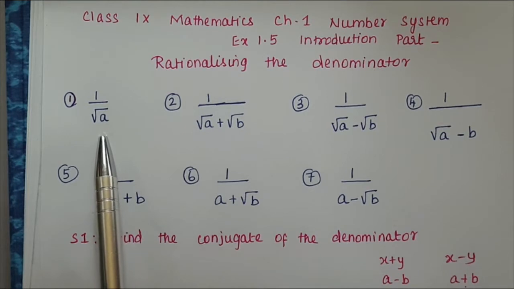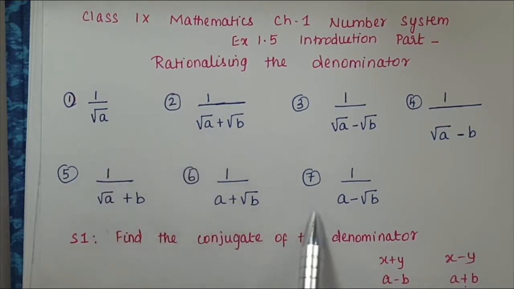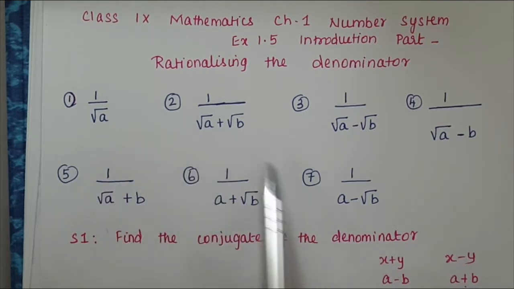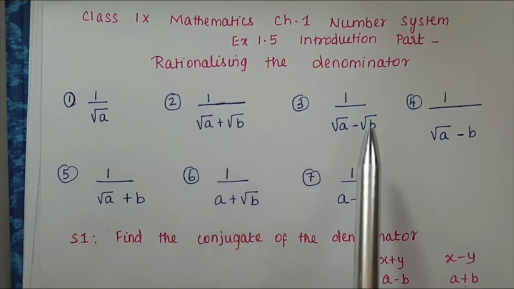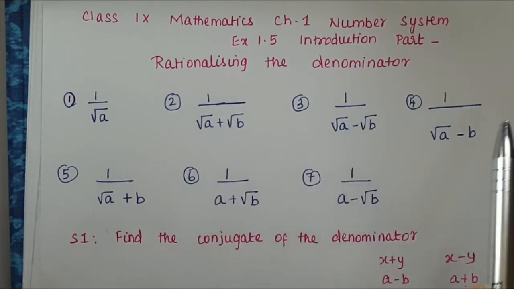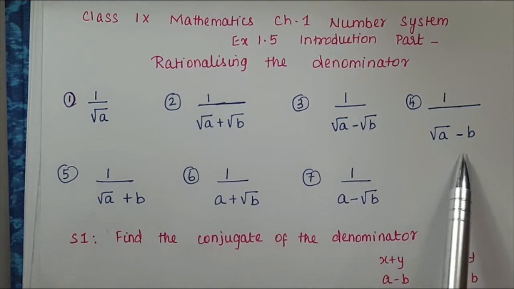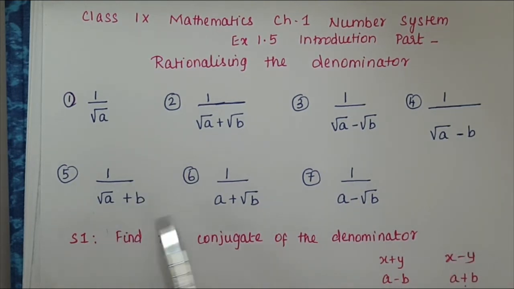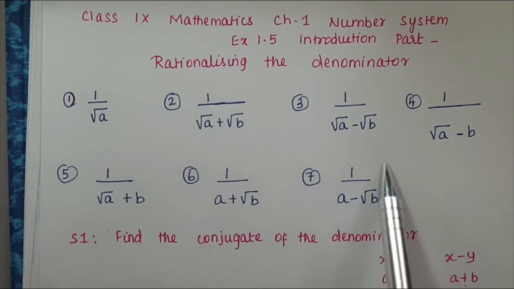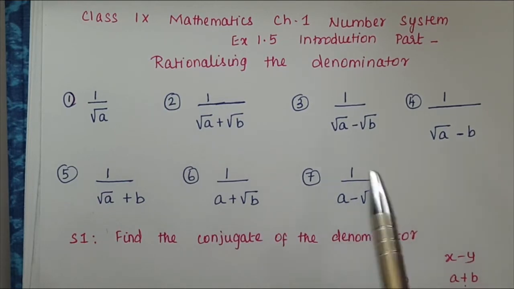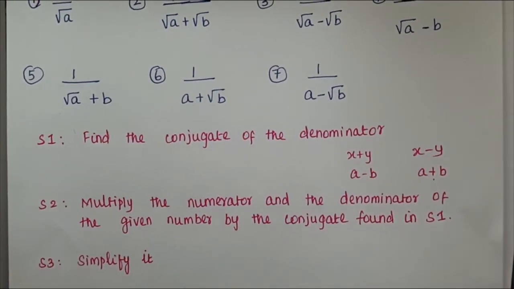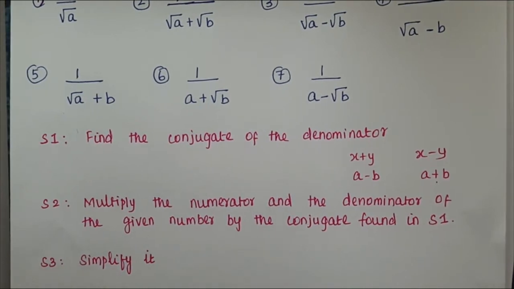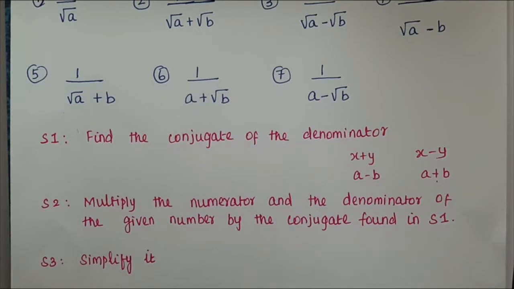This is rationalizing the denominator with one term, and questions 2 to 7 are with two terms: 1 by square root of a plus square root of b, 1 by square root of a minus square root of b, 1 by square root of a minus b, 1 by square root of a plus b, 1 by a plus square root of b, 1 by a minus square root of b. We have two terms in the denominator. We are going to have to approach it differently than when we had one term, but the goal is still the same. So what is that? To make the irrational denominator a rational denominator.